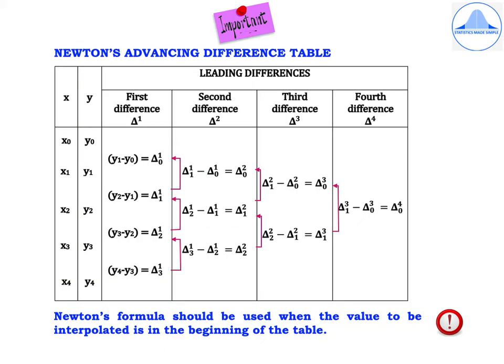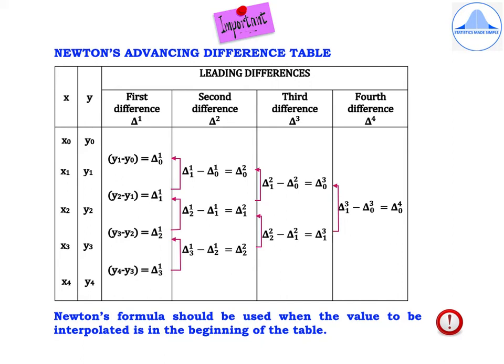Let us now learn how to form Newton's advancing difference table. Now usually in a problem, only the x and y columns will be given. The leading differences have to be found out, and I'll be explaining it from the given table. Now in the first column, if you observe, I have taken the x values as x0, x1, x2, x3 and x4. The y values are y0, y1, y2, y3 and y4.